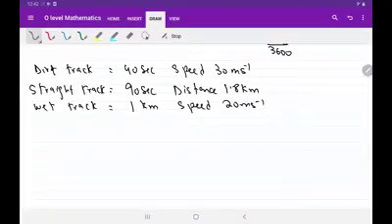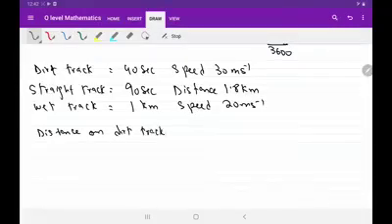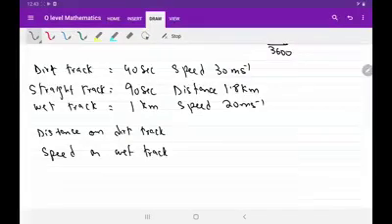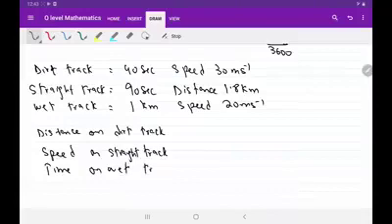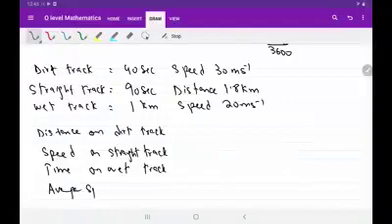So you have been told that the journey of a car is such that it travels on a dirt track for 40 seconds at a speed of 30 meters per second, on a straight track for 90 seconds covering a distance of 1.8 kilometers, and on a wet track it travels for 1 kilometer at a speed of 20 meters per second, and you are told to find the distance on dirt track, speed on wet track, speed on straight track, time on wet track, and average speed of the whole journey.